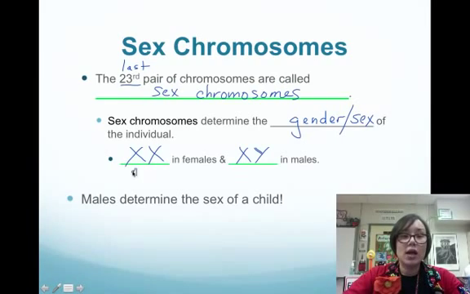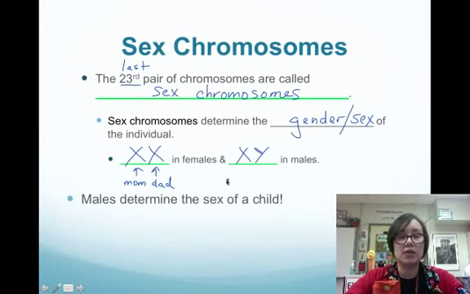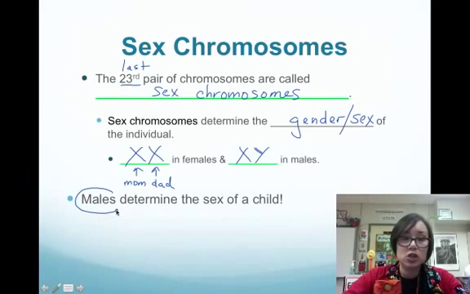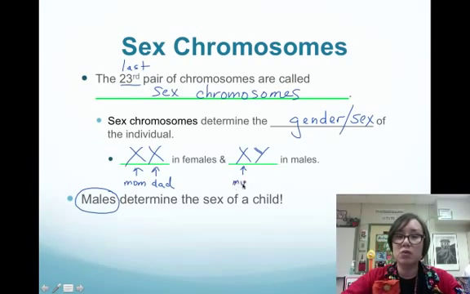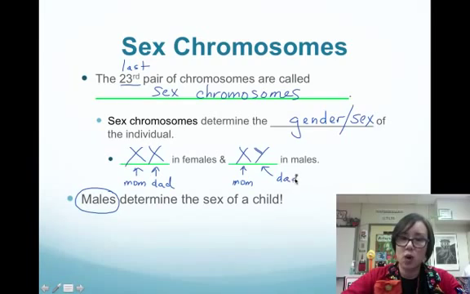The reason why this is the case is because mom gives an X, and dad also gave an X to make a female. The unique thing is that mom can only give X's. So the male actually determines the sex of the child. The dad is in charge of that. So if you're a male, mom gave you an X because it's the only thing that she could give you. But dad, instead of giving you an X, gave you a Y.